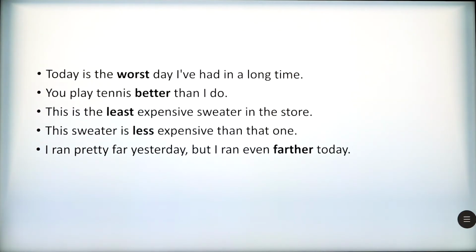There are some examples here. Today is the worst day I've had in a long time. You play tennis better than I do. This is the least expensive sweater in the store. This sweater is less expensive than that one. I ran pretty far yesterday, but I ran even farther today.